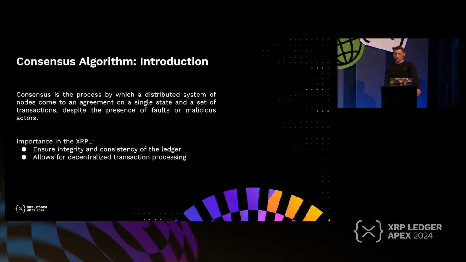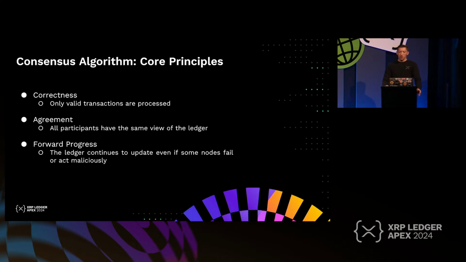The algorithm is designed with 3 core principles. Correctness is first and foremost, and it means that only valid transactions should ever be processed, and invalid transactions should always be rejected. Agreement is the second principle, and this ensures that all participants in the network can reach a consensus on the state of a ledger and the order of the transactions. Lastly, we have forward progress, and this is essential to ensure continuous operation of the ledger, and it guarantees that the ledger can grow and continue to grow even in the presence of faulty or malicious actors.